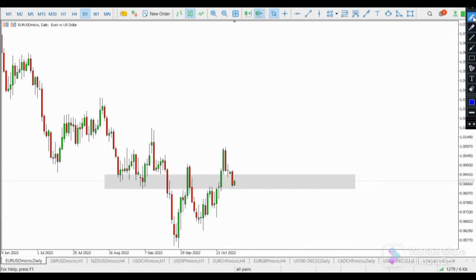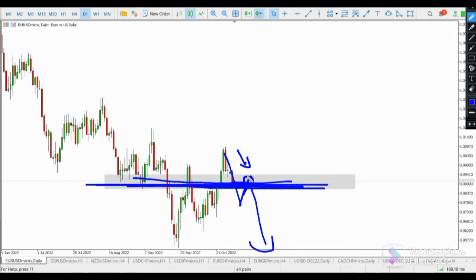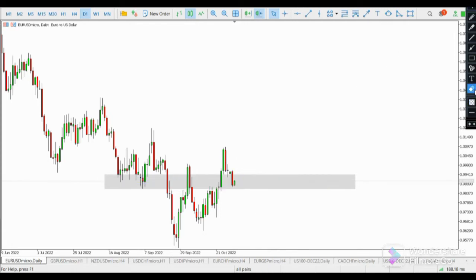So if this support does not hold, obviously the market will have to break back to the downside, and once it does, we'll want to wait for a retest of this support slash resistance here for more pushes lower. But as long as we're still standing above this zone, we are still bullish and not bearish. We need to break down and retest this level for it to be a confirmed push to the downside.